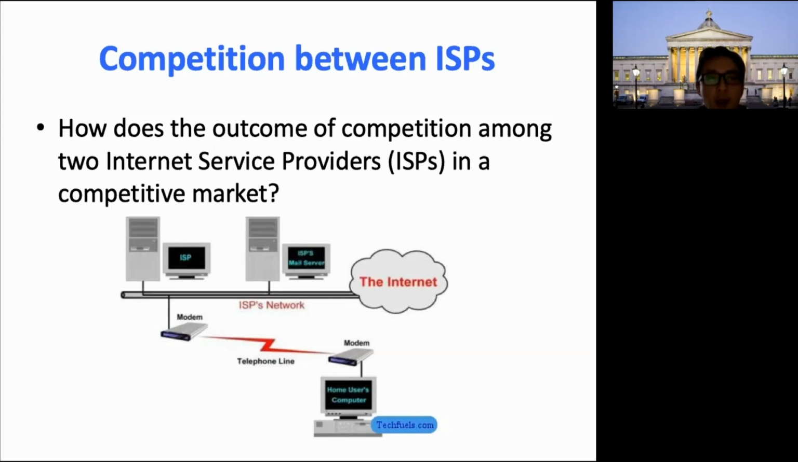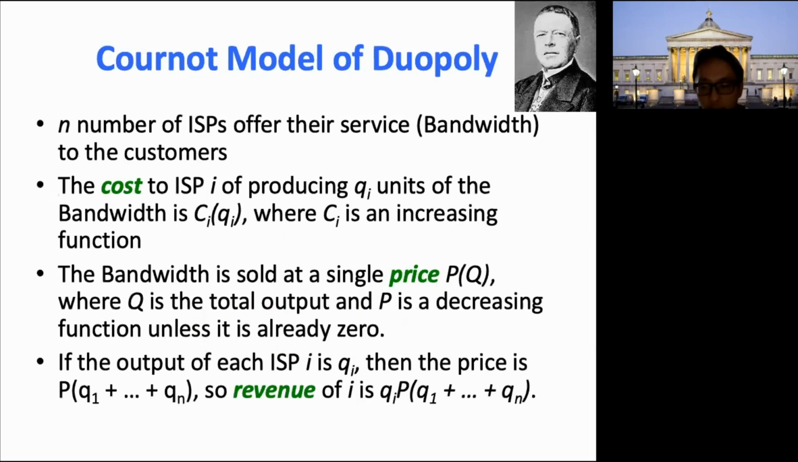You have one common market with a single price. What can you do? You want to produce more service, in other words, bandwidth, or not? I mean, this is not an ideal situation, but an ideal case to really demonstrate this Cournot model. But various other cases can be modeled by the Cournot model.